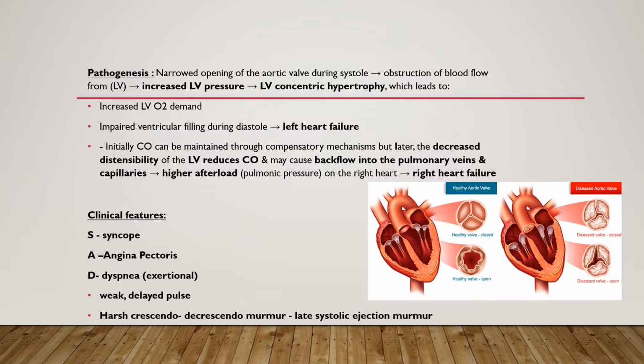It's going to cause backflow of blood into the pulmonary veins and the capillaries, causing a higher afterload on the right heart, and thus leads to right-sided heart failure. So clinical features of aortic stenosis you can remember with SAD: S for syncope, A for angina pectoris, and D for exertional dyspnea. Other features are a weak delayed pulse and a harsh crescendo-decrescendo murmur.